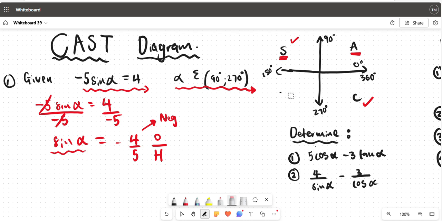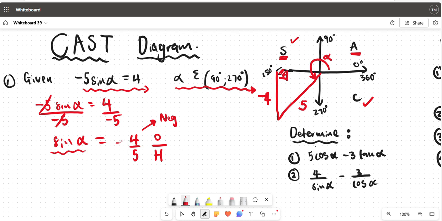I'm just going to erase this so my diagram can fit nicely. So this is how my triangle is going to look. The alpha that we are talking about is this angle all the way around like that. If I label this triangle, the opposite is given: it's the negative 4, and my hypotenuse is the positive 5.